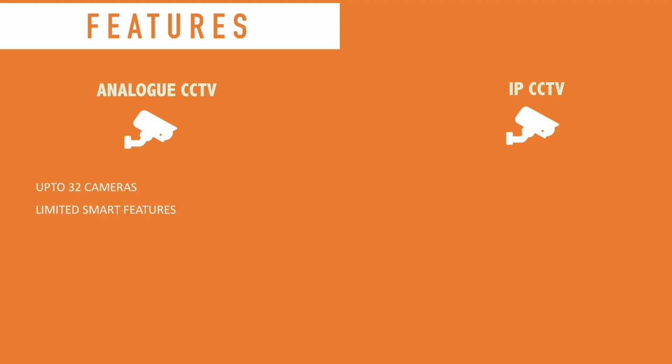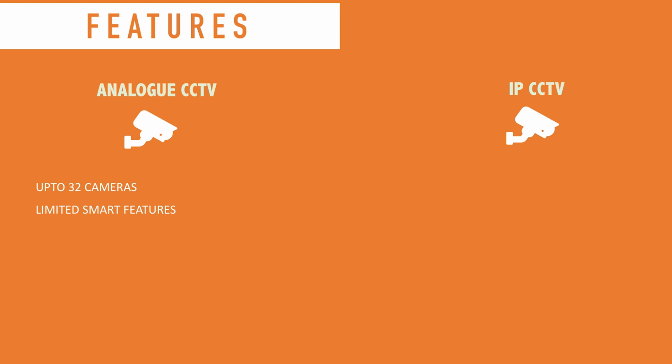Let's jump on to the features. With analog CCTV, on a single recorder you can have about 32 cameras. If you remember, just on the first slide we were talking about the cameras being like eyes.